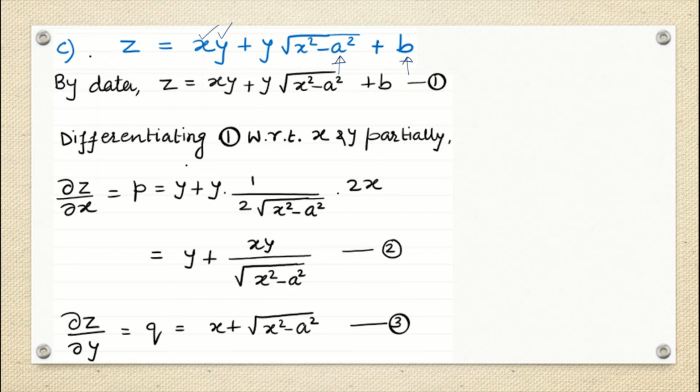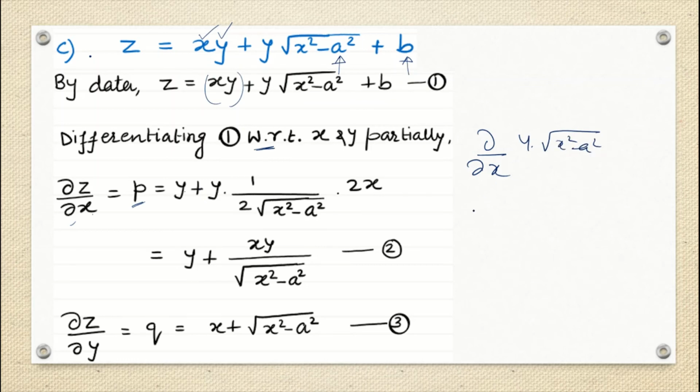Okay, so the very first thing is we are differentiating with respect to x first. So del by del x of z is p. P is giving me how much? So for xy, y is constant, and del by del x of x will give you 1. So y plus, if I'm writing del by del x of y into under root x square minus a square, what should I get?